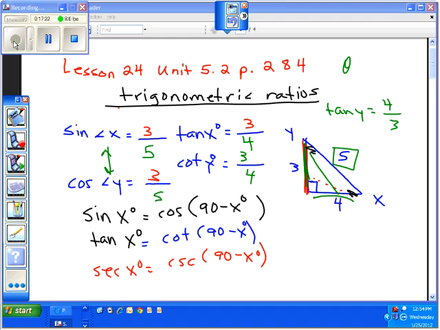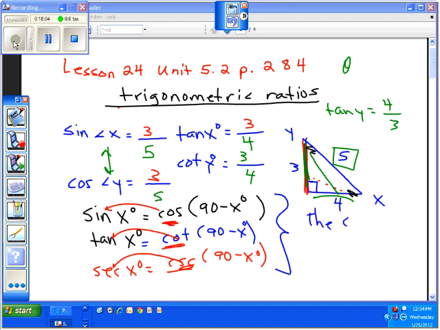So a function and its cofunction, if you will, the sine of one angle and the cosine of its complement are equal, okay? These are called cofunctions. Cosine and sine are cofunctions. Cotangent and tangent are cofunctions. Cosecant and secant are cofunctions. The cofunctions of complements are equal. I'm going to write that down.